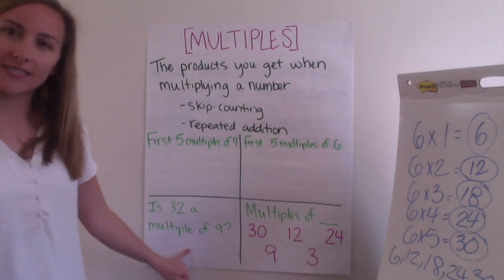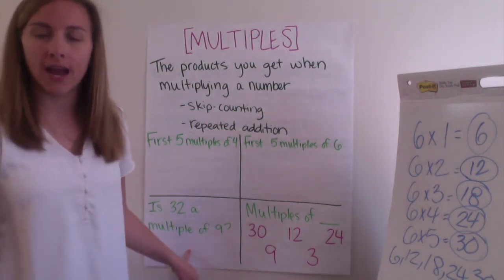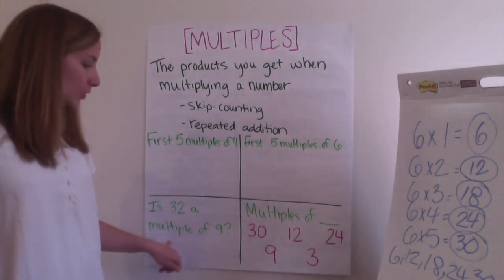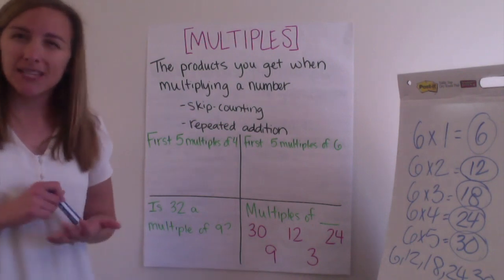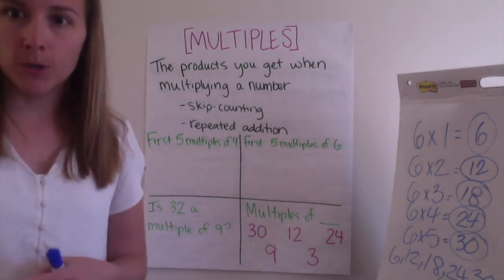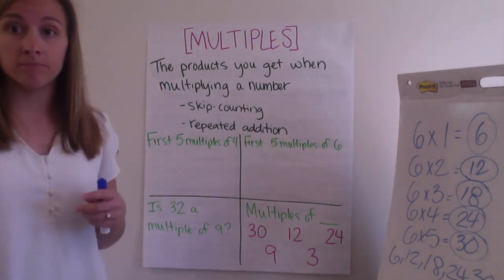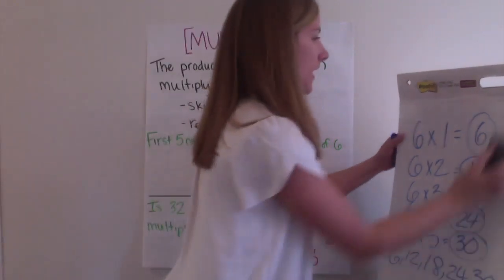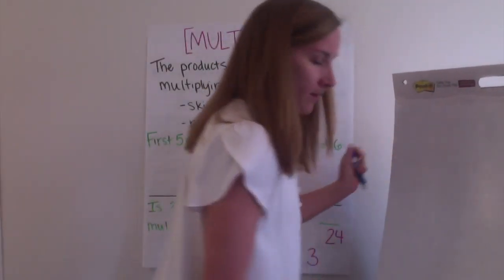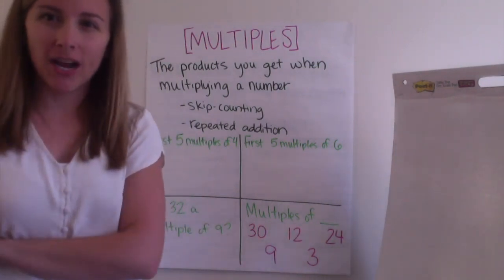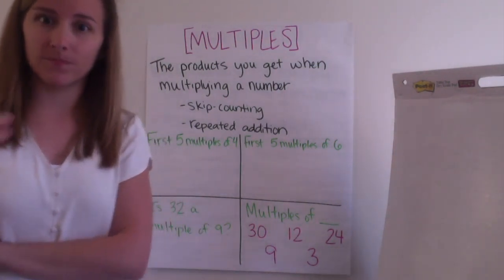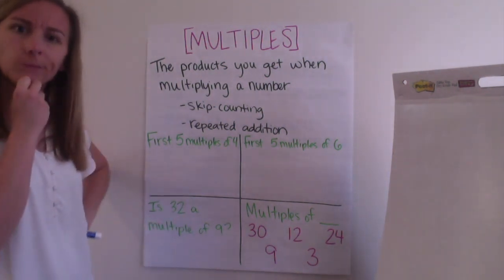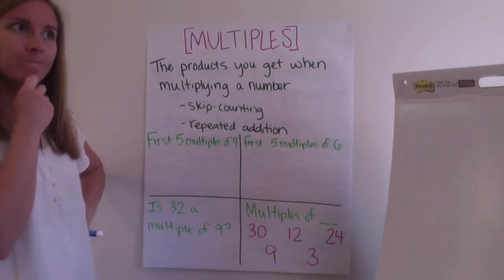Then I'm wondering, it's similar to those true-false questions that we'll often have on a quiz or an assessment. It says, is 32 a multiple of 9? So is it a multiple? Meaning, could you multiply 9 times something to get 32? I'm wondering. So as I'm thinking, I'm going to think out loud. Is it a multiple? Could I skip count by 9 to get to 32? Do thumbs up if you think yes, thumbs down if you think no. Give you just a second there.